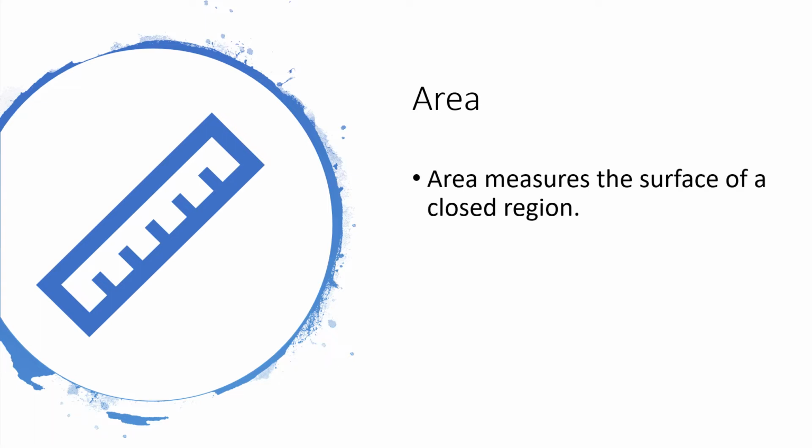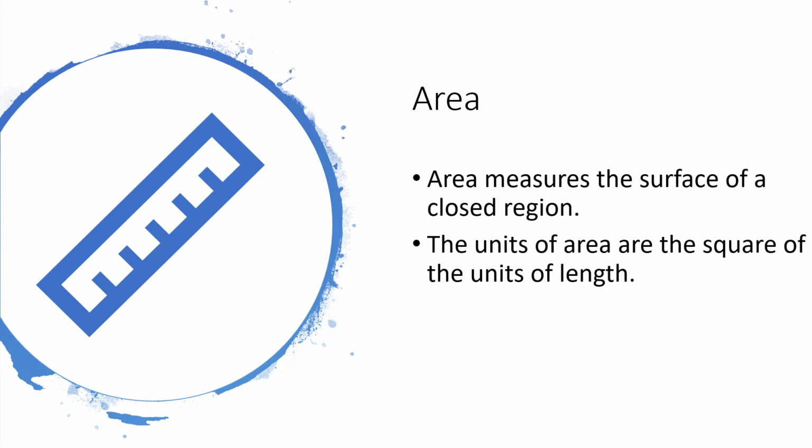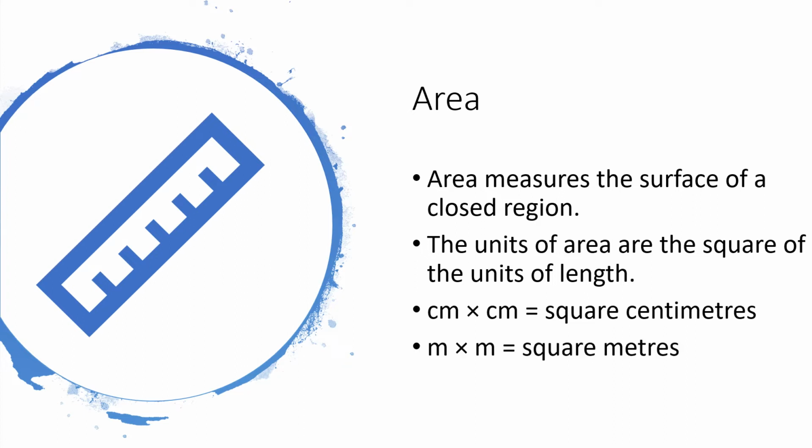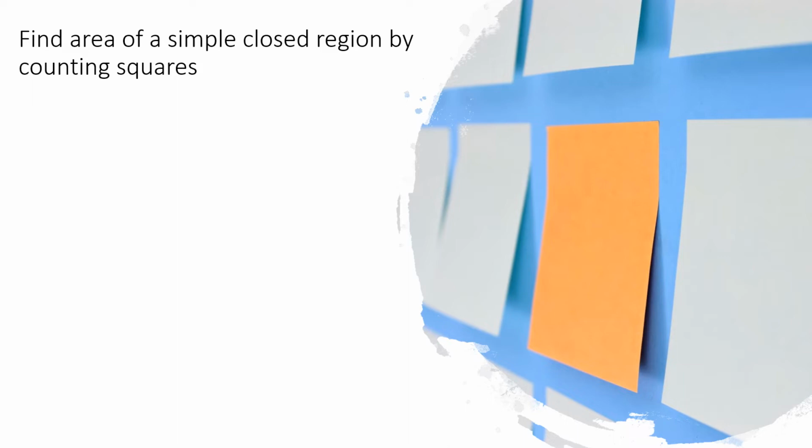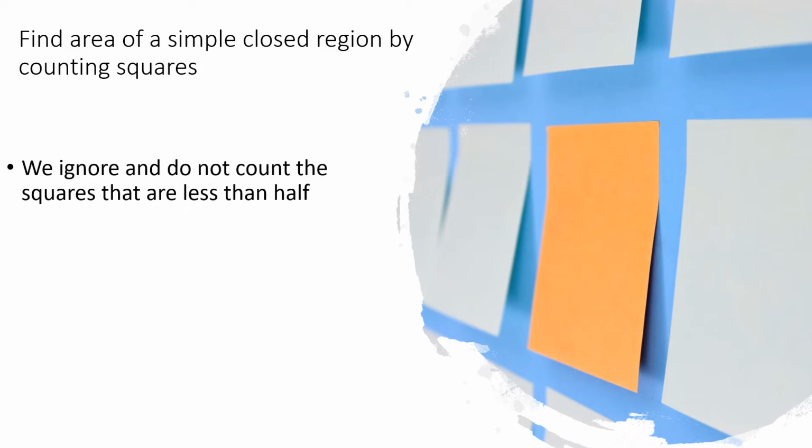Thus, we can say that area measures the surface of a closed region and the units of area are the square of the units of length. For example, centimeter into centimeter, and we can write it like square centimeters, meter into meter, and we can write like this, square meters.